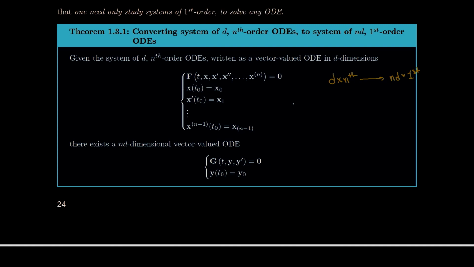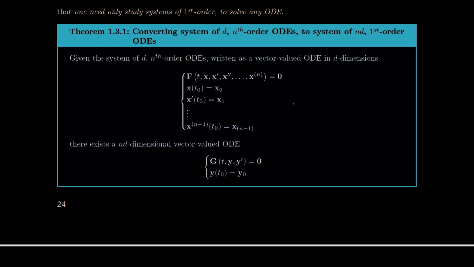Why is this useful? Well, if everything becomes a first order ODE, then all we ever need to study is systems of first order ODEs. We've got nd copies of these things, but we only need to solve first order ODEs. And so that's a pretty useful technique to keep in mind, because it lets us translate everything to first order.